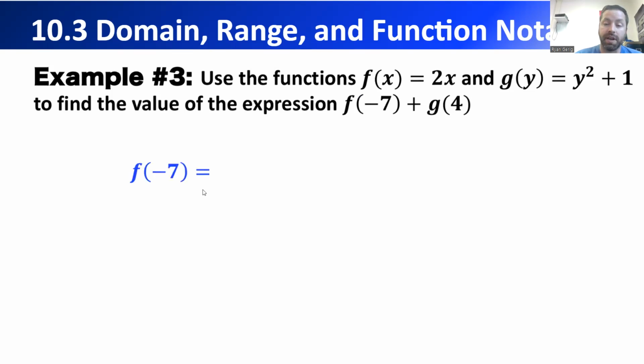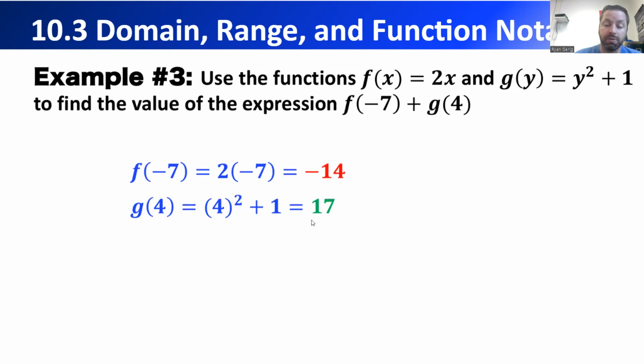So let's start with f of negative 7. I'm putting that in for x. So 2 times negative 7 is negative 14. I'm going to hold on to that. Now I'm going to do g of 4. Put 4 in for y. I get 4 squared plus 1. 4 squared is 16. 16 plus 1 is 17. So f of negative 7 is negative 14. And g of 4 is 17. So negative 14 plus 17 is 3. So my final answer here is 3.